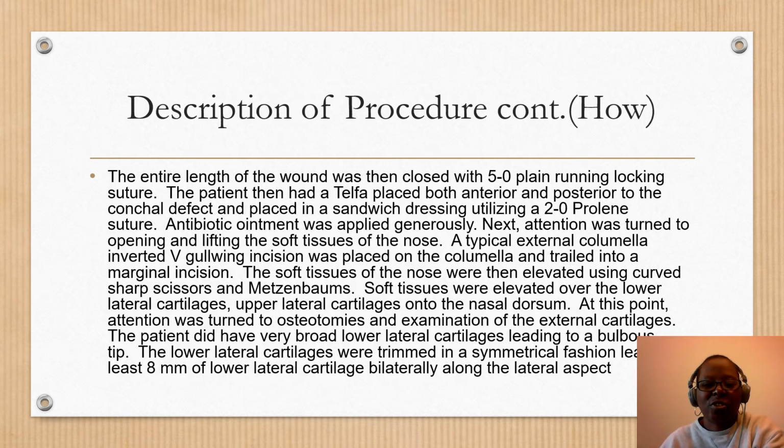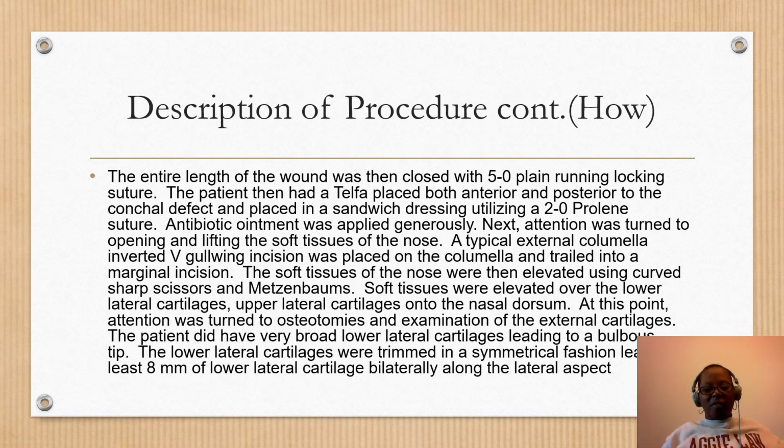So pretty much he's telling you he moved to the nose. This is the type of incision that was made into this particular area of the nose, right? It said the soft tissues of the nose were then elevated using curved, sharp scissors and medicine bombs, right? Soft tissues were elevated over the lower lateral cartilages, upper lateral cartilages onto the nasal dorsum. So again, he's telling you play by play, step by step, what he's doing.